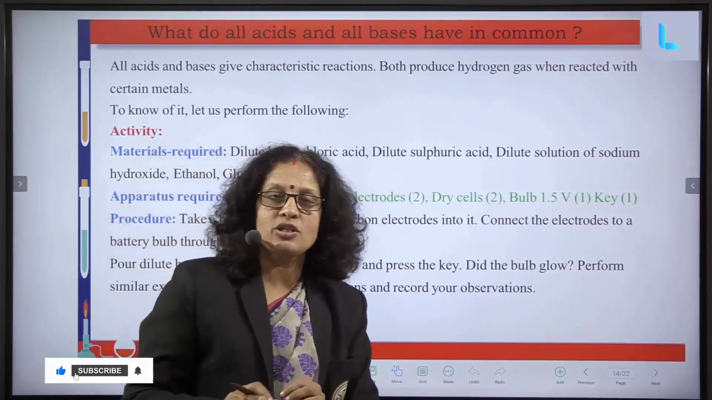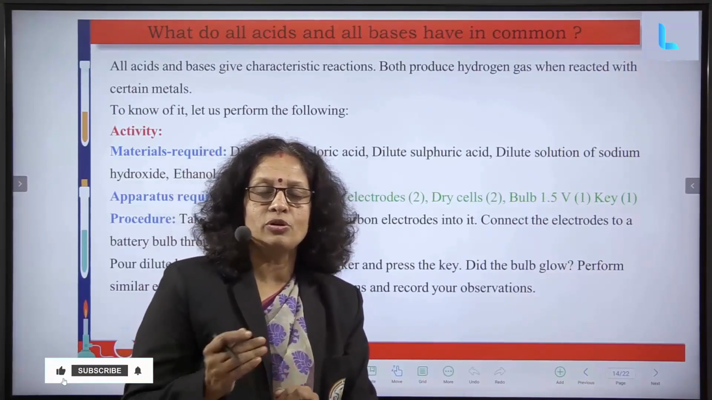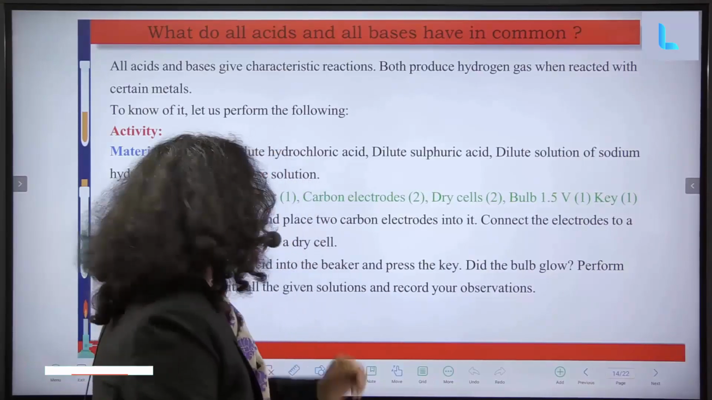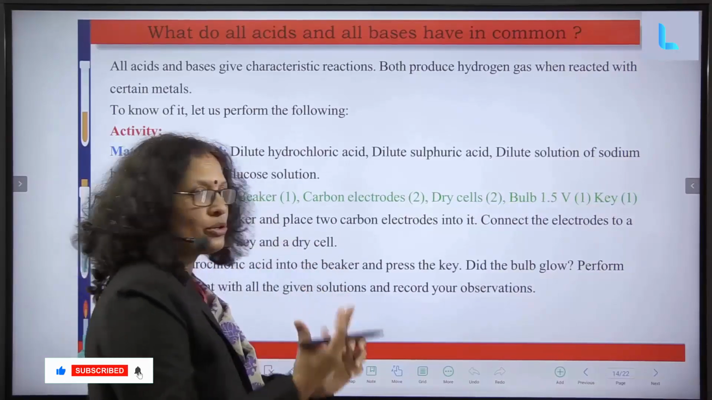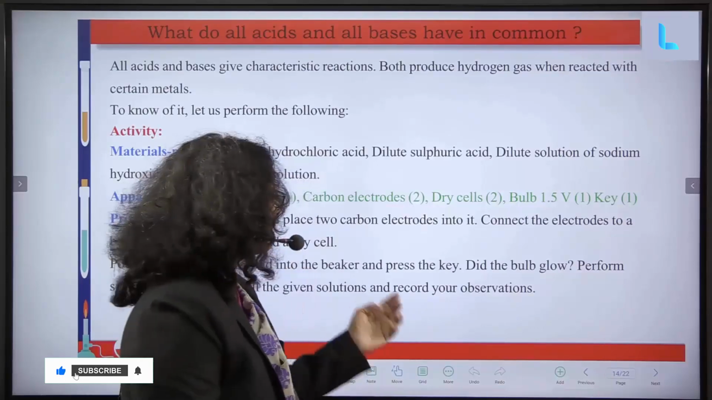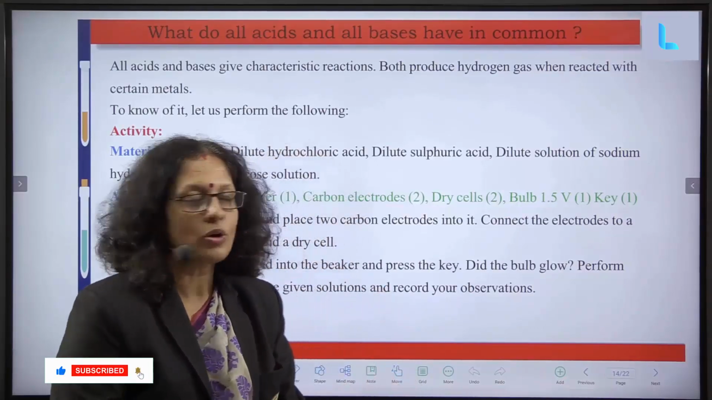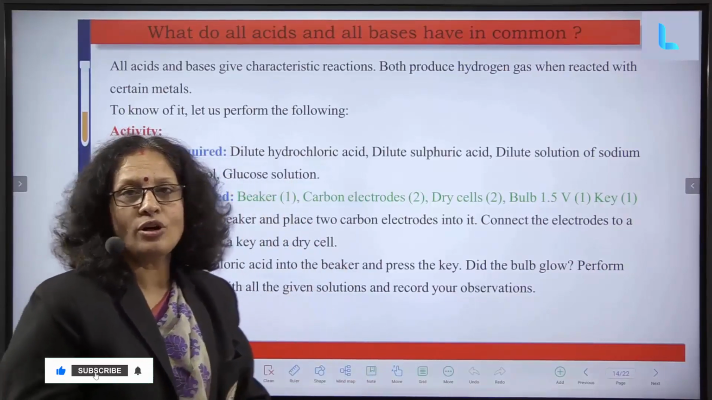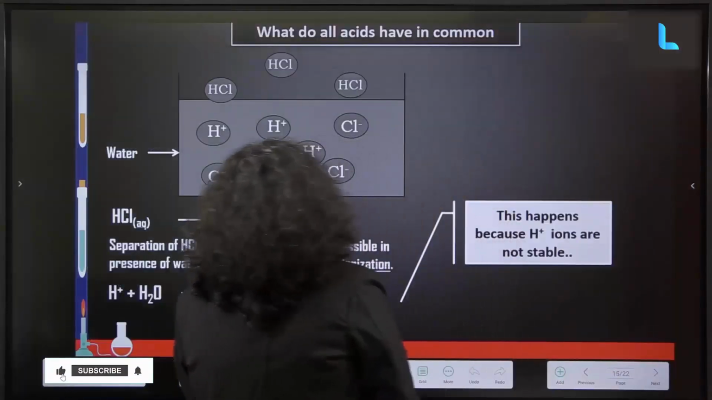Wherever ionization is taking place, the bulb will glow with better intensity because a number of ions are present, providing passage for electric current. But whenever we add ethanol or glucose solution in a beaker, connect it with the electricity and turn on the key, the bulb will not glow. Why? Because there is no ionization. When they are not ionizing, they are not conducting electricity. So they cannot conduct; they are non-conductors.